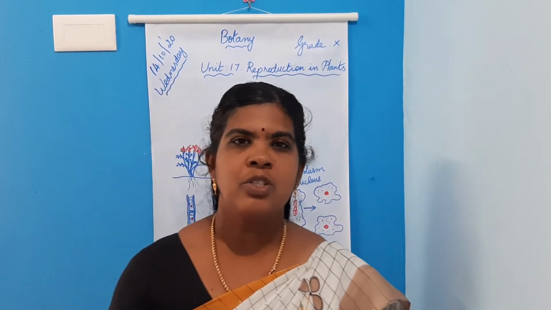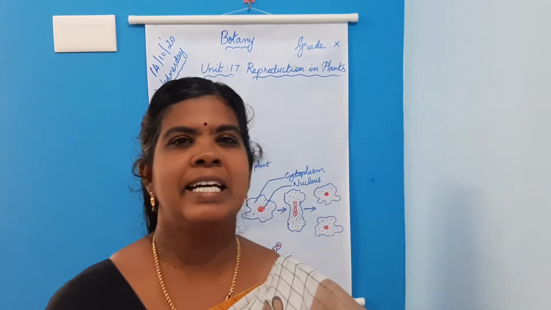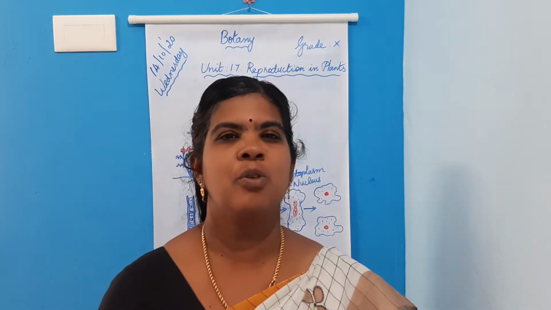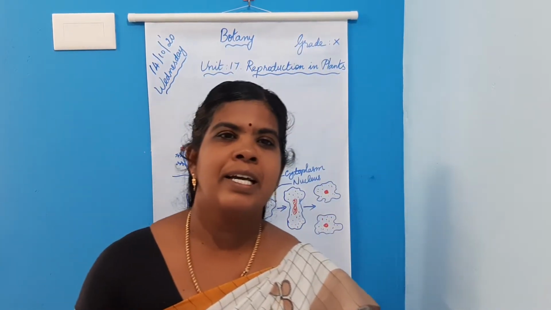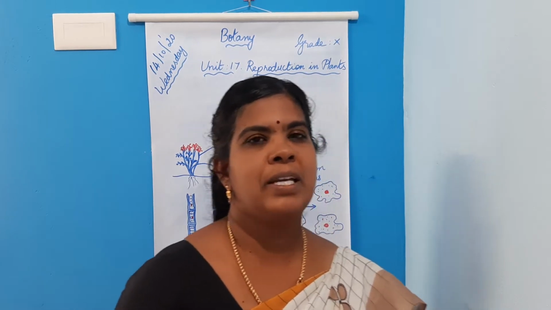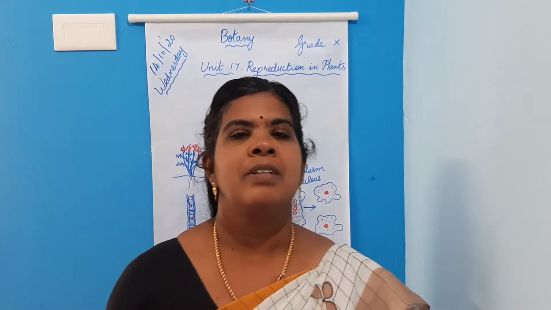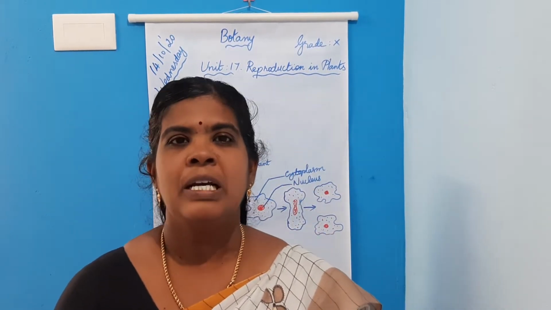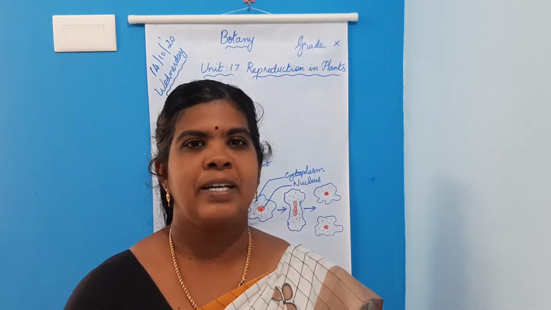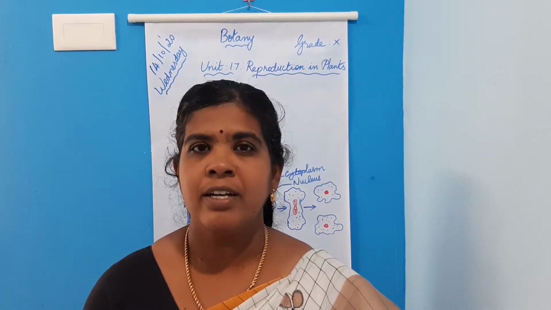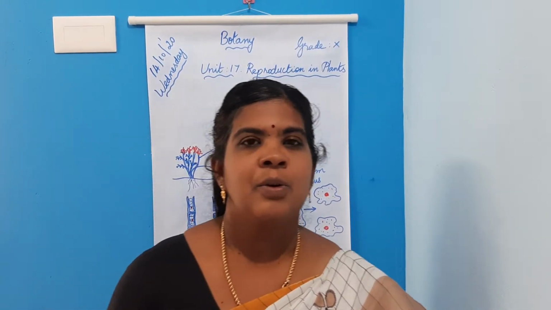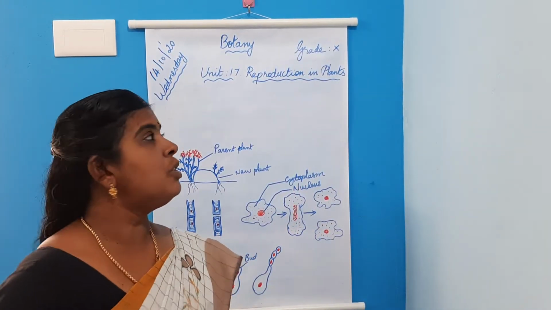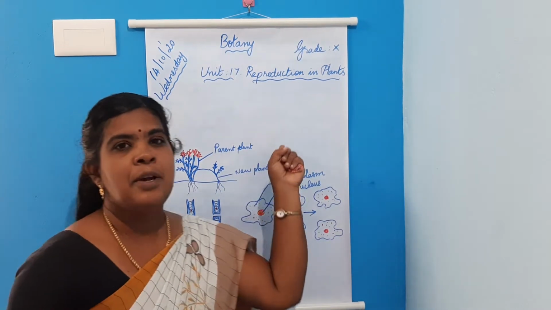Today, we are going to learn about one of the important characteristic features of living organisms, that is reproduction. You all know the characteristics of living things, isn't it? Living things can grow, living things can respire, living things need food and water, living things can reproduce. Today we are going to learn about reproduction in plants.